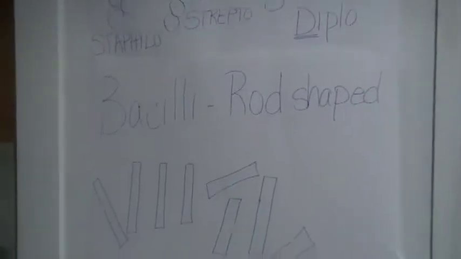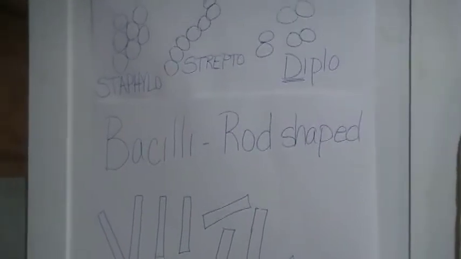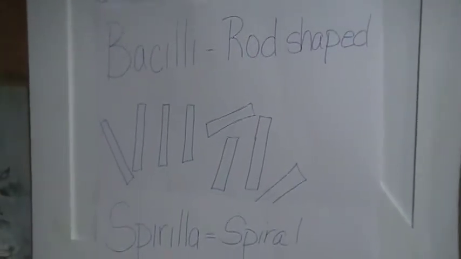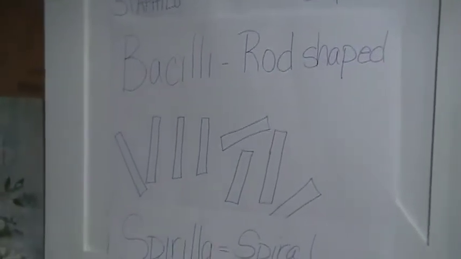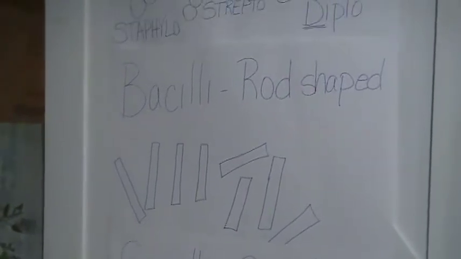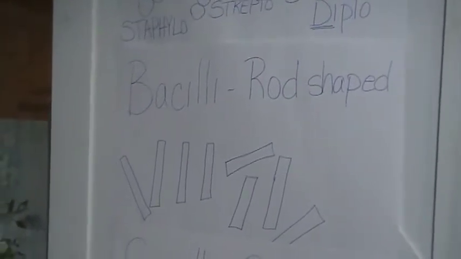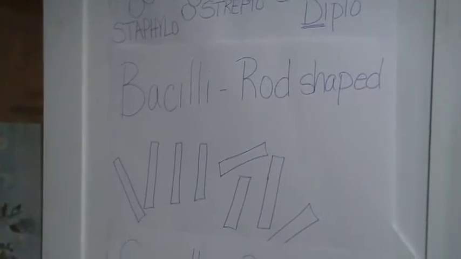Bacilli. Next sheet down. Hello. Where am I? There I am. Okay, bacilli are rod-shaped. Again, look at the way the word is spelled. You've got two I's and two L's in there, which are like rod-shaped, so remember that.